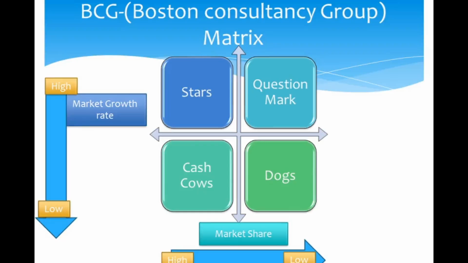Okay, so dogs are a headache for the organization because they generate very low cash, and the cost is so high. At times, they may not even generate enough cash to maintain themselves. Okay, so dogs are basically those businesses where an organization will have to take a decision whether to go for liquidation or to go for disinvestment. Okay, so these are the different categories or quadrants under which the different products or strategic business units can be classified.